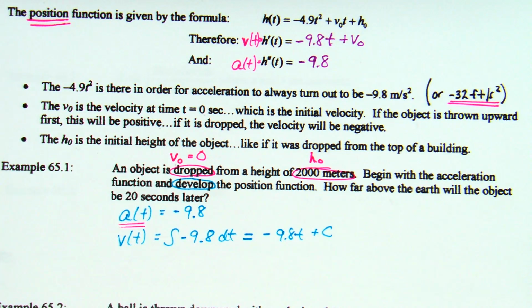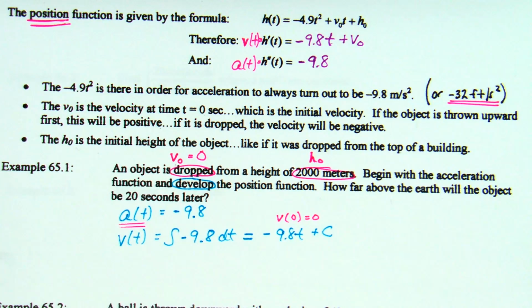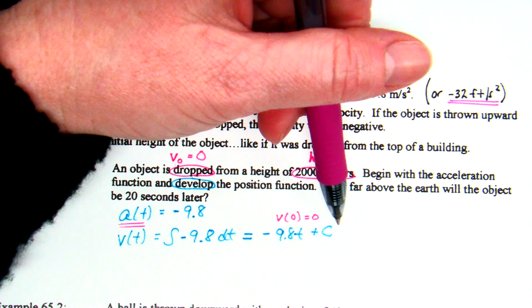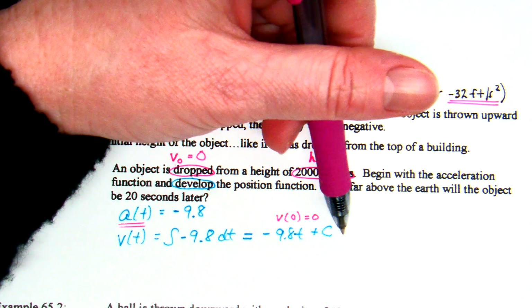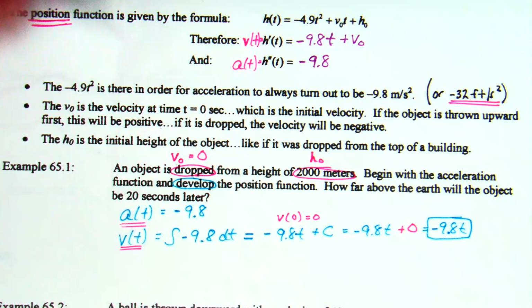So what you can use here officially is that the velocity at 0 equals 0. So velocity at time 0 is equal to 0. So the point is, what's that going to make c? 0. And you could do that if you really want to by plugging in 0 for t and setting it equal to 0, but we're thinking it through there. So negative 9.8t, and then plus 0. And so that just means that overall, negative 9.8t. Okay, so it's velocity.